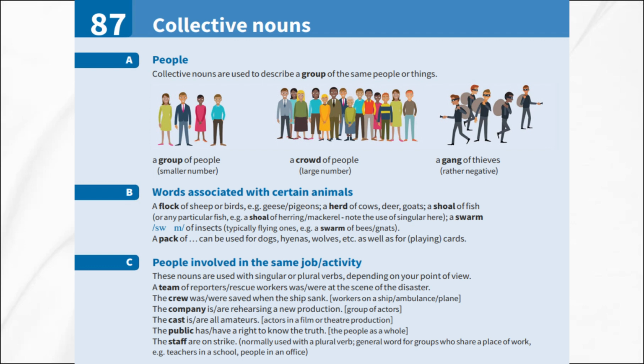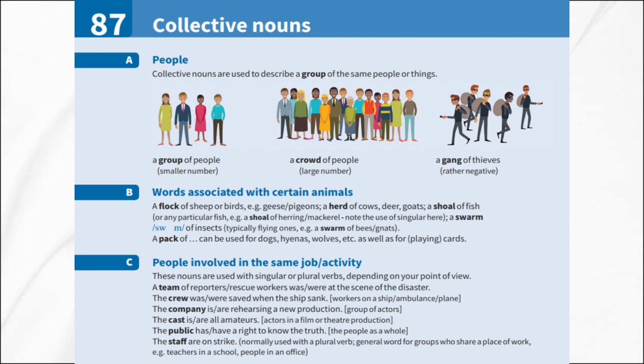People. First, let us look at some collective nouns for groups of people. A group of people. This usually refers to a smaller number of people. A crowd of people. This refers to a large number of people. A gang of thieves. This is used for a group of criminals, and it has a rather negative meaning.